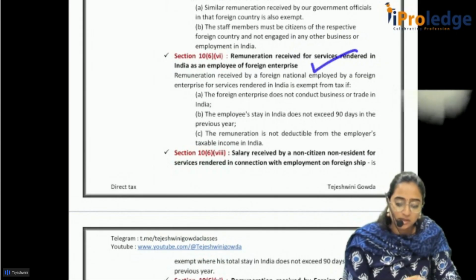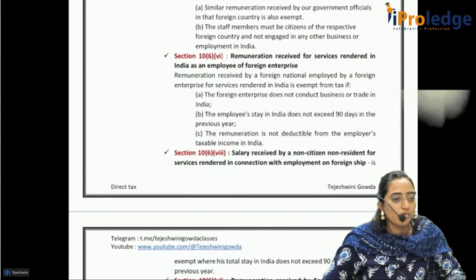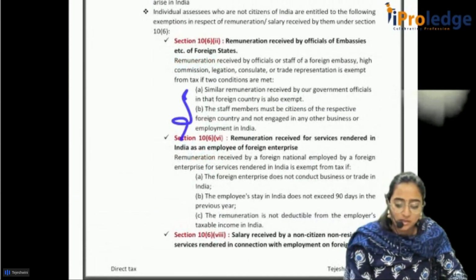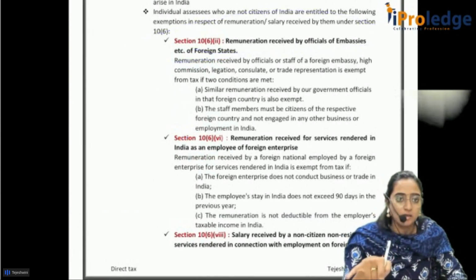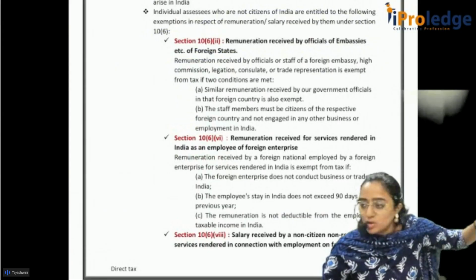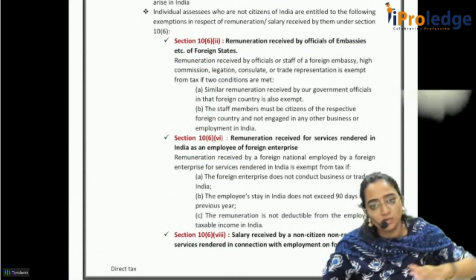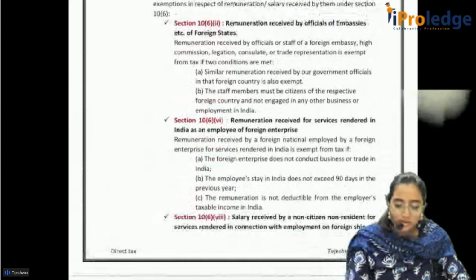Remuneration received for services rendered in India as an employee of a foreign enterprise. See now, if you satisfy both the conditions, the remuneration of the officials of the foreign state who are working in our country will be exempted. We are not speaking about our officials over there. We are speaking about the foreign officials over here. Understood? Next, salary. This becomes important.